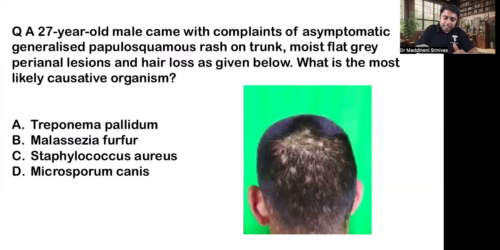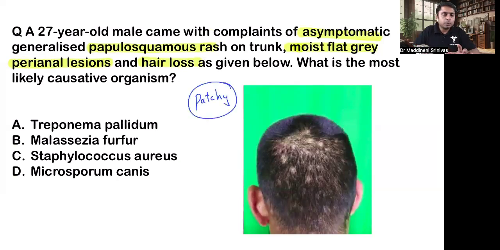A 27-year-old male came with complaints of asymptomatic generalized papulosquamous rash over the trunk, moist, flat, gray perianal lesions, and hair loss as given below. So what is the most likely causative organism? Please see all the clues which are given in the question. If you look at the scalp, hair loss is present in a patchy manner.